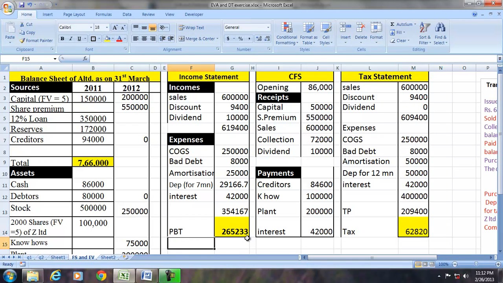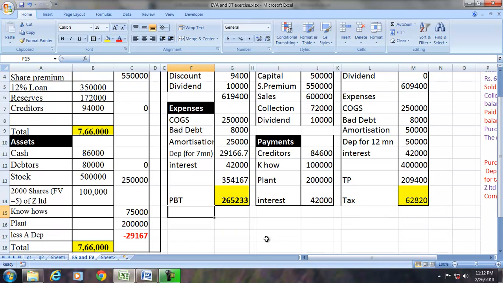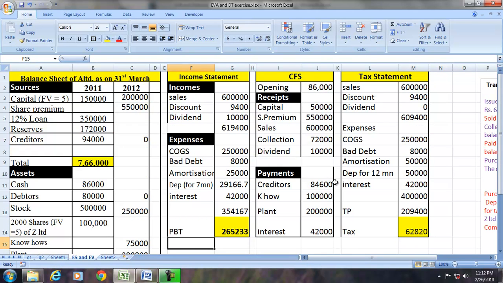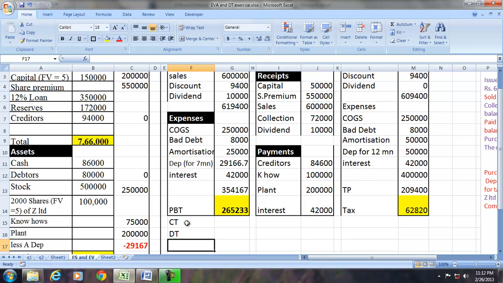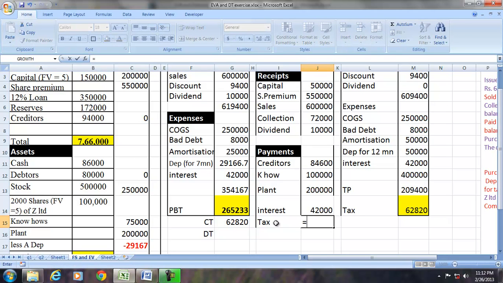According to the AS22, when the accounting profit is not same as the tax profit, we have to show current tax and deferred tax. The current tax is as per the tax laws, and deferred tax is tax on the timing difference. So the current tax is 62,820, and let us assume that the company pays the tax too. So tax paid is equal to 62,820. If not paid, we have to create a corresponding liability.